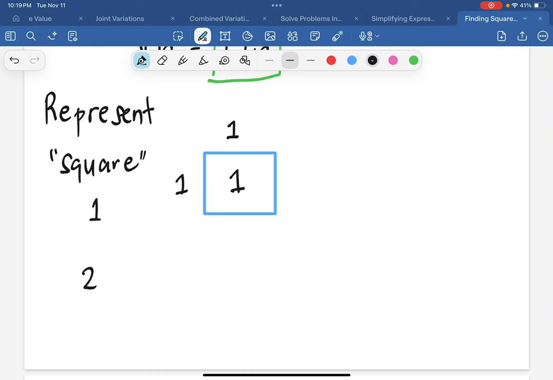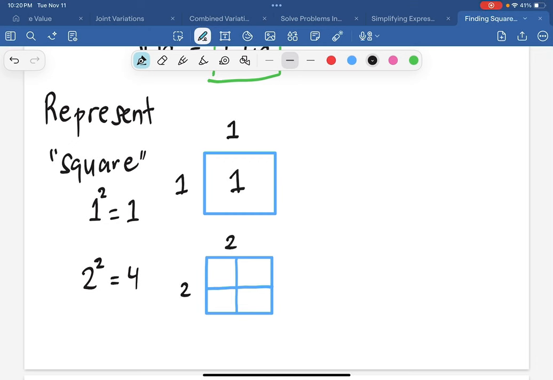Let's try another one. Let's have 2. 2 squared is 4. So let's draw another square here. Again, just bear with me, just assume that everything is in square. So we have here 2 units and 2 units. So that means 2 times 2, we get 4 square. So we have here 1 square unit, 1 square unit, 1 square unit, 1 square unit. And if you add them, we get 4 square units.